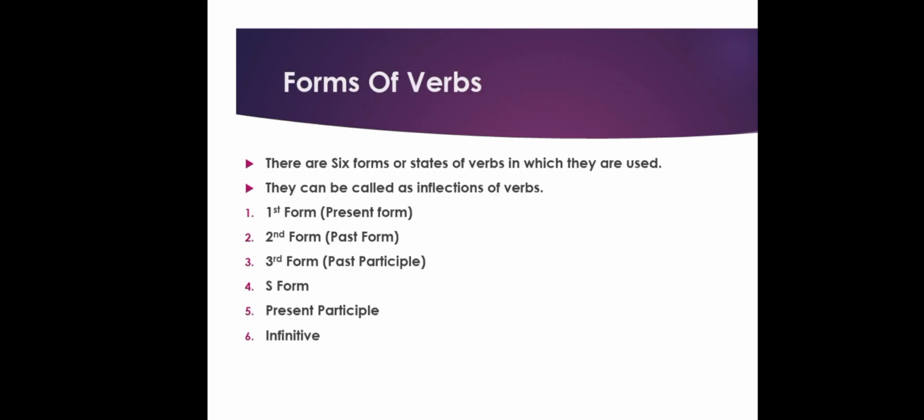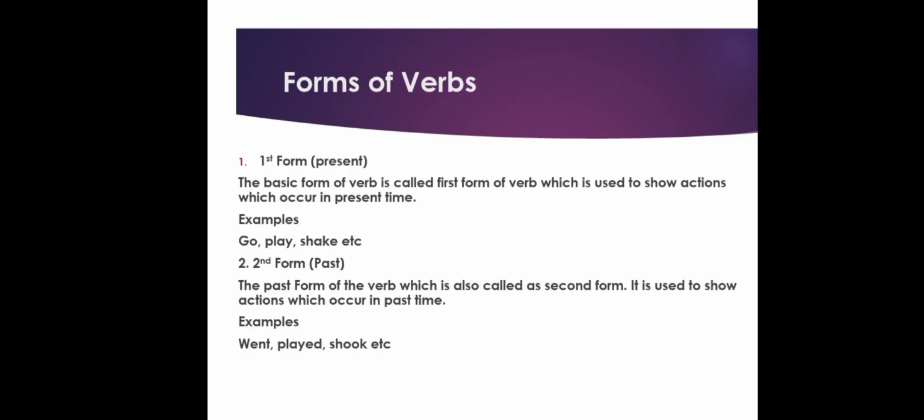Then we have forms of verb. There are six forms or states of verbs in which they are used. They can be called inflections of verbs. First is the first form, which is called the present form. Then we have the second form, which is called the past form. Then we have the third form, which is called the past participle. Then we have the S form. Then we have the present participle. And at last, we have the infinitive.